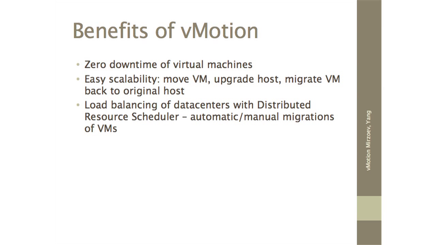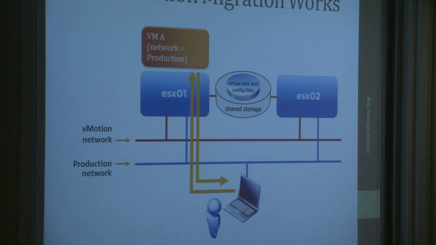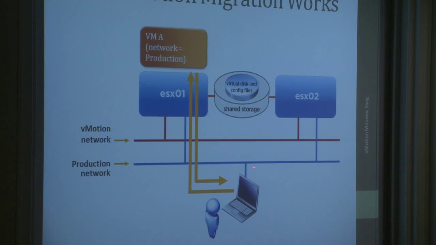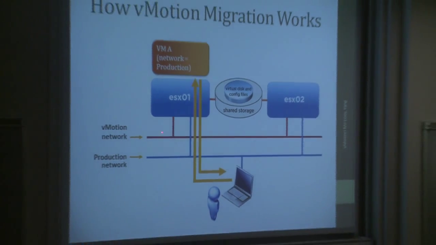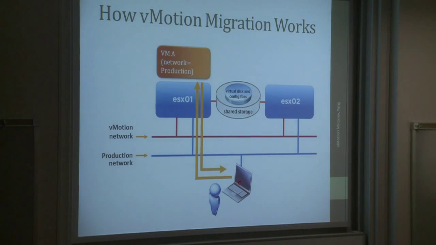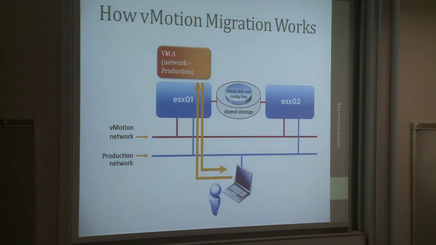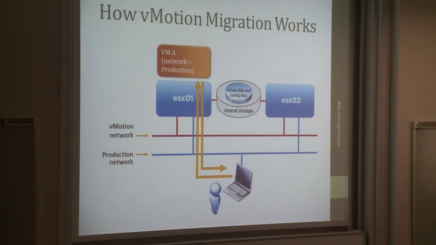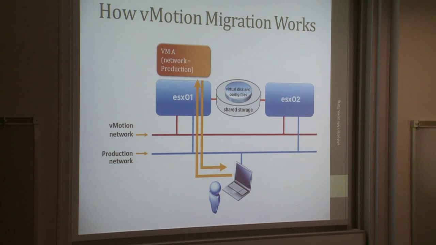The way it works, before I do the animation, I want to show you a couple of things. You have to have a dedicated gigabit network for vMotion migration. So just the migration itself must have that. But then if you look at the production network here, this is where that user is logged in to that VM. So the VM is running on ESX1, and the VM is using the production network. So it could be connected anywhere from that point.